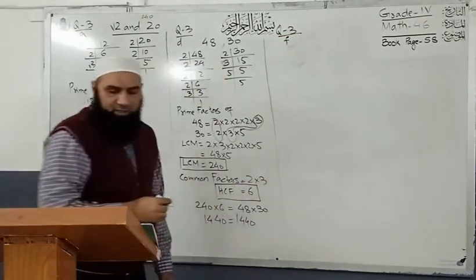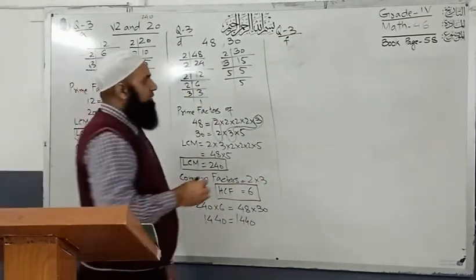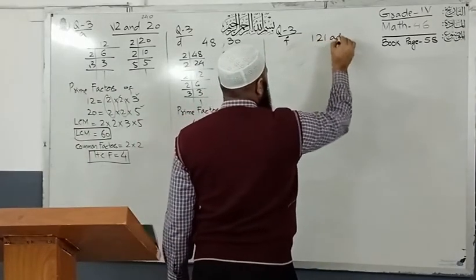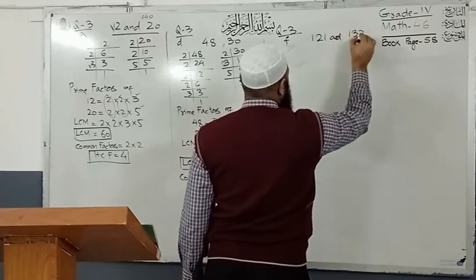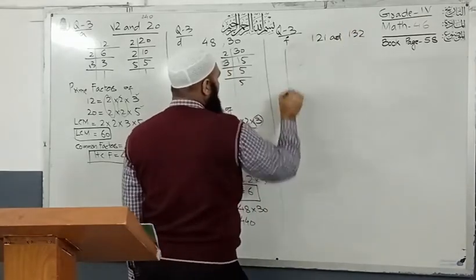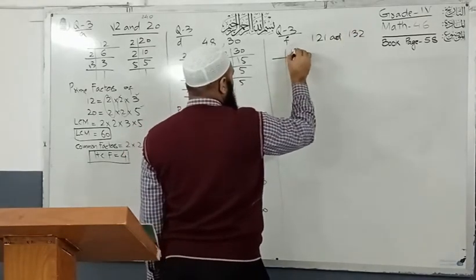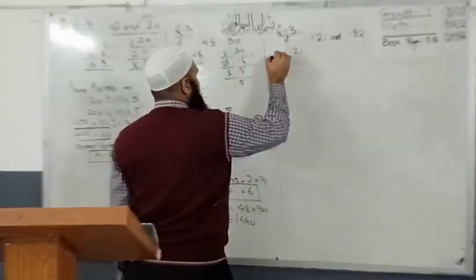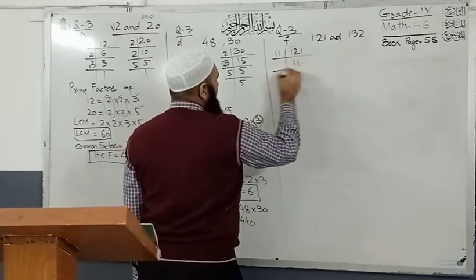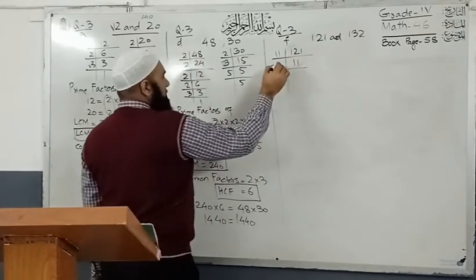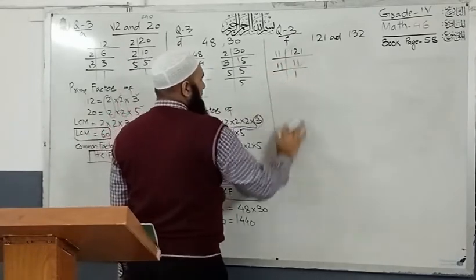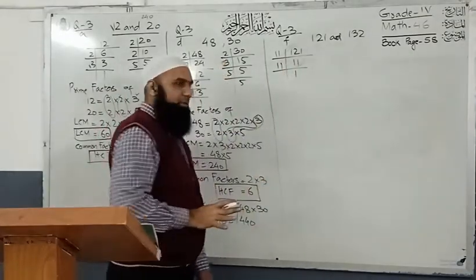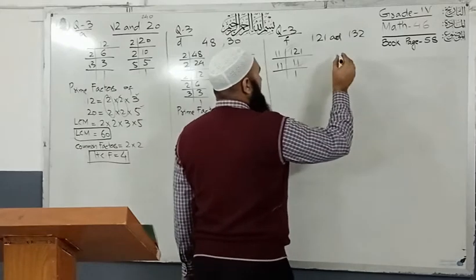The pair of numbers are 121 and 132. Start first by dividing 121, which is only divisible by 11. 11 into 121, now 11 is only divisible by 11, so it will become 1. 121 is only divisible by 11. It comes only in the table of 11.